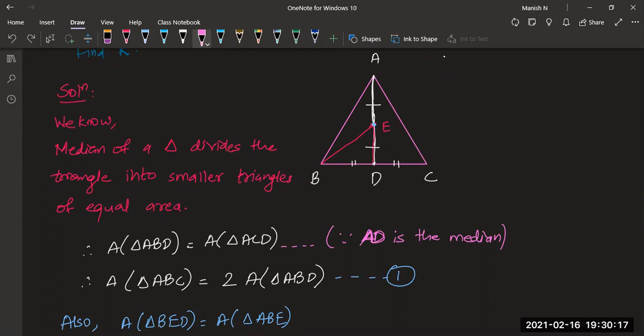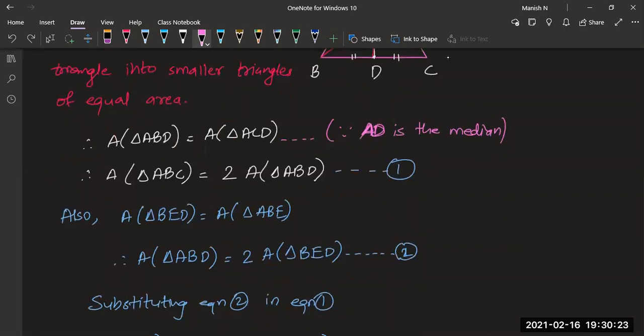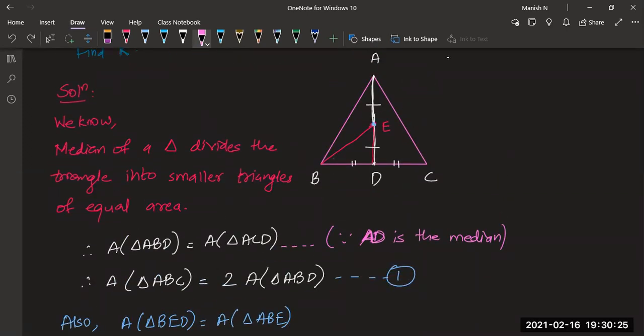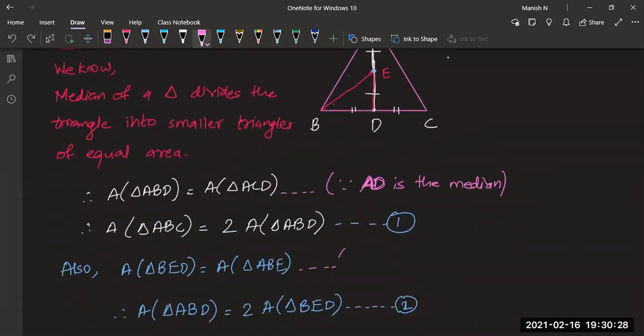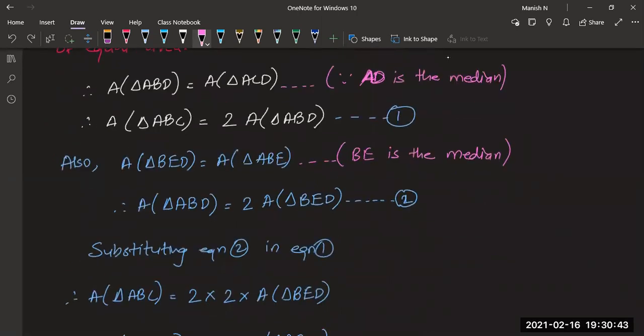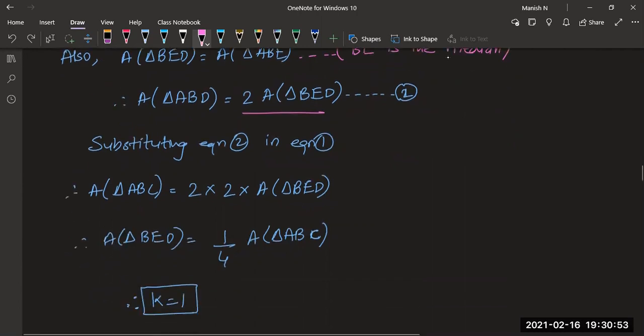So let's name this as equation 1. Similarly, we know area of triangle BED will be equal to ABE, that is, this will be equal to this. The reason for that is BE is the median. So therefore, area of triangle ABD is twice triangle BED. Now, substituting equation 2, that is area of triangle ABD equal to this, in equation 1, you get 2 into 2, which is 4.